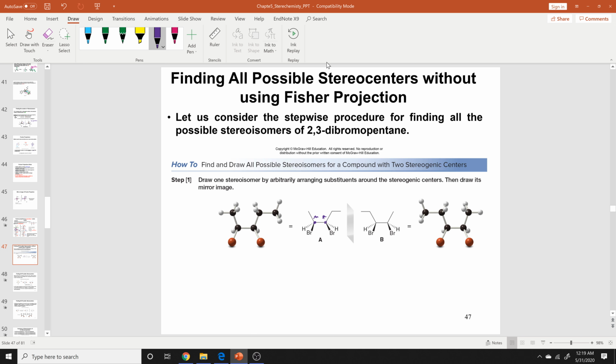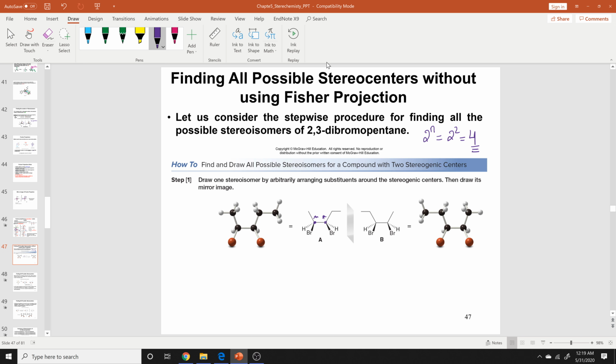So I have two chiral centers, stereogenic centers. So the number of stereoisomers is going to be 2 to the n. It's going to be 2 to the 2. So I'm going to end up having 4 stereoisomers. Now I want to draw these 4 stereoisomers. To draw them, draw your groups in the tetrahedral geometry, and then do the mirror image. Since I have chiral centers in there, I'm going to end up having a mirror image.